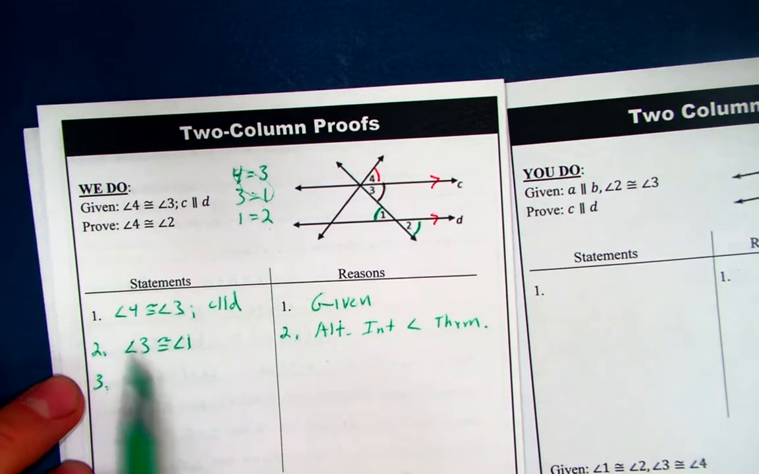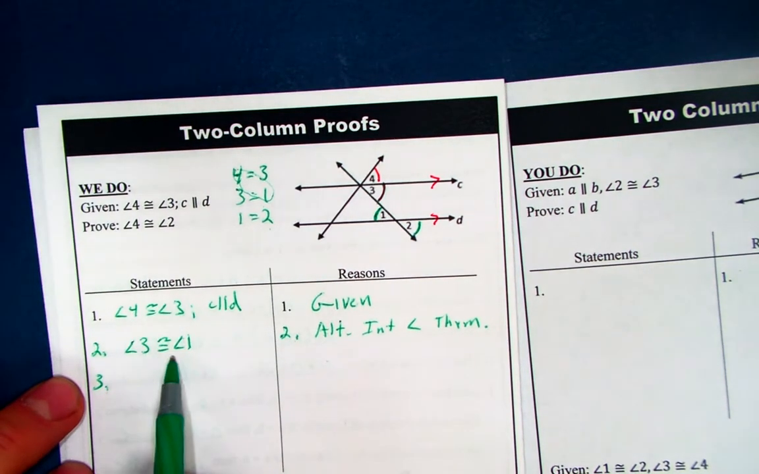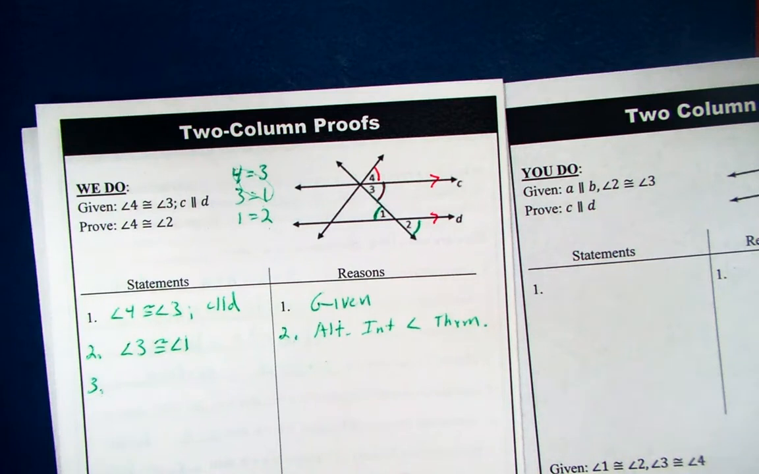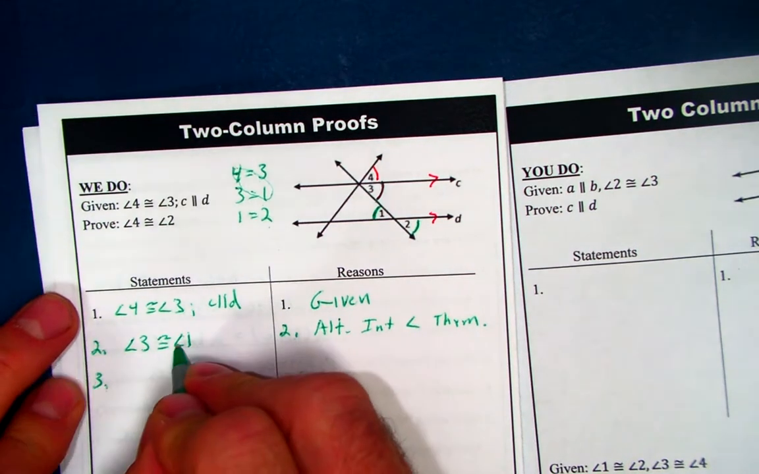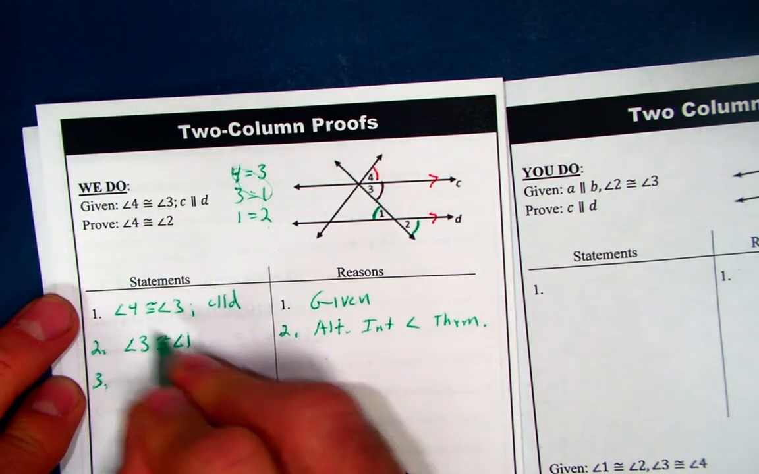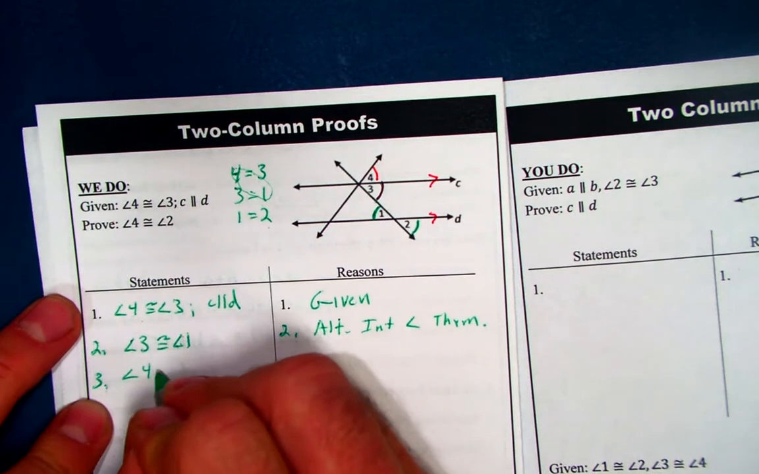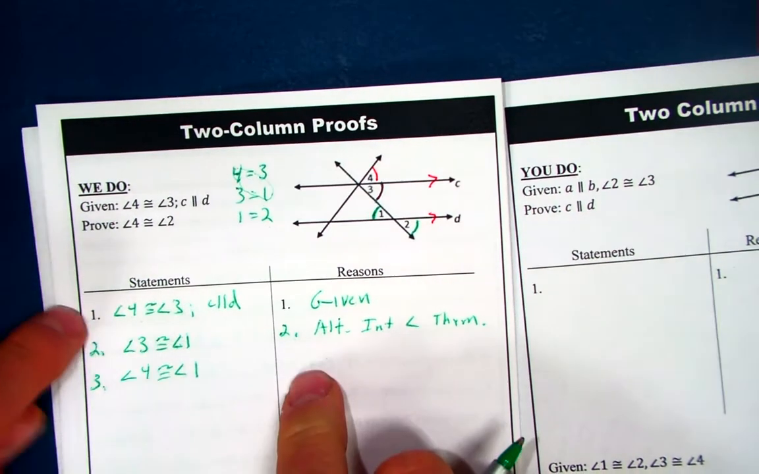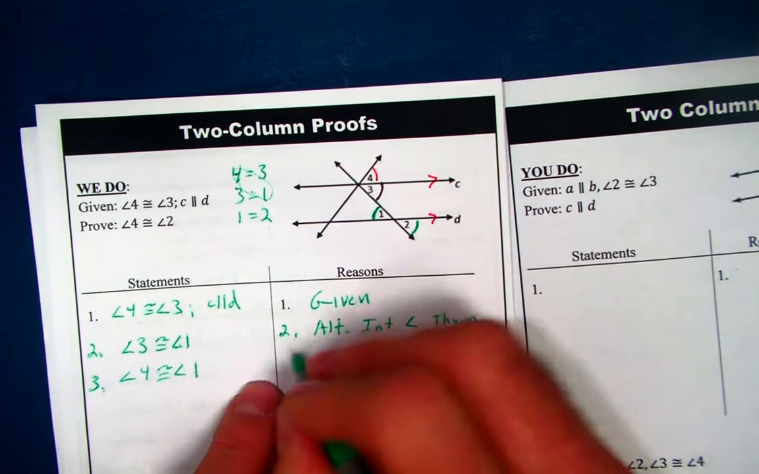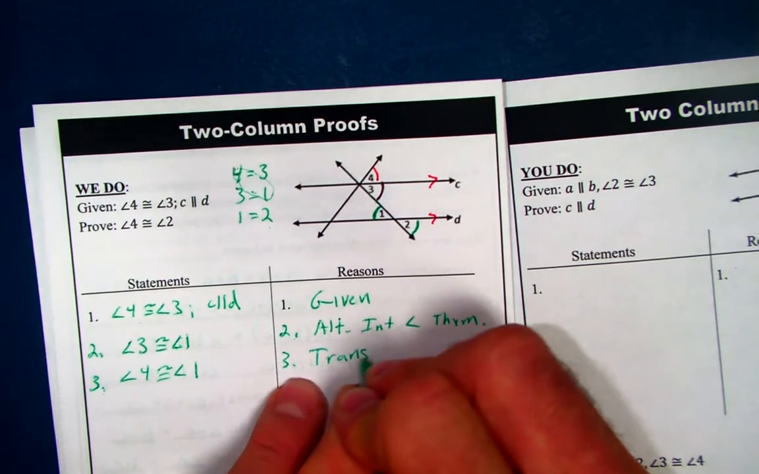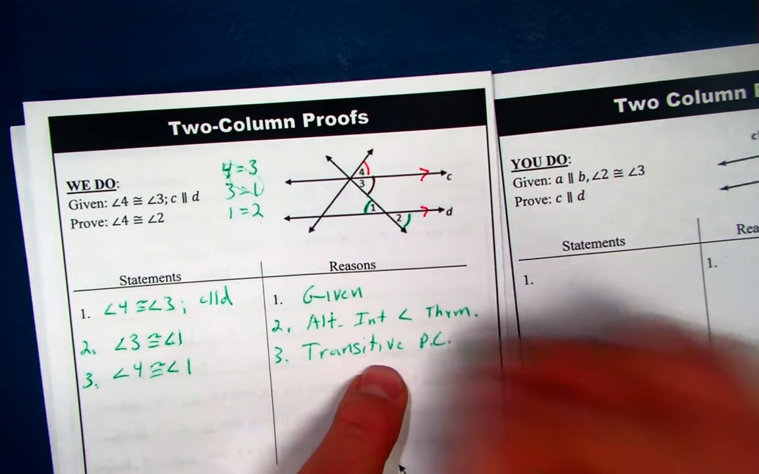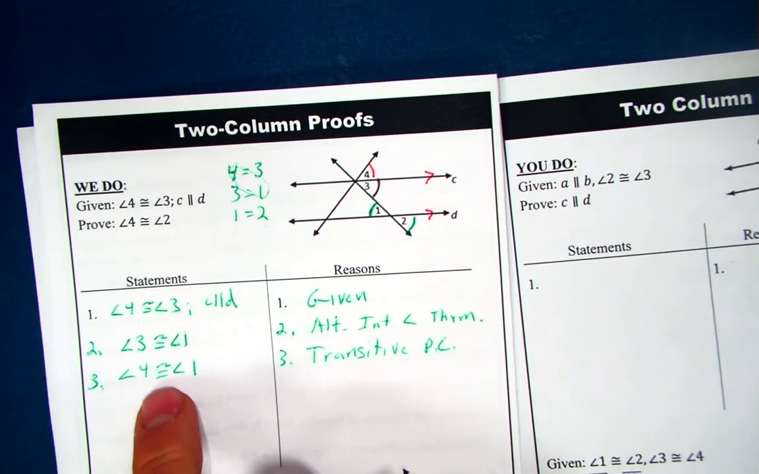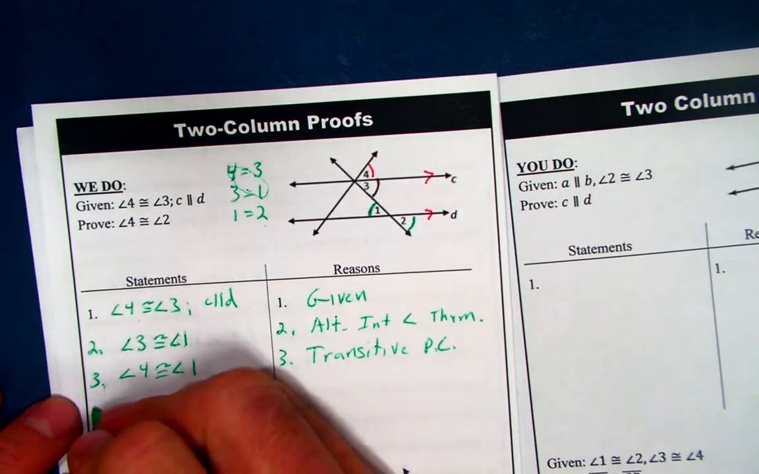We also now know that if 4 goes to 3 and 3 goes to 1, the next logical statement, a conclusion, would be that 4 is congruent to 1, right? 4 goes to 3, 3 goes to 1, so therefore 4 goes to 1. So angle 4 is congruent to angle 1. Well, how do we know that? That's the transitive property. And because we're dealing with congruence, we're going to say transitive property of congruence, PC. If we're dealing with equality, then we say PE. All right, statement number 4.